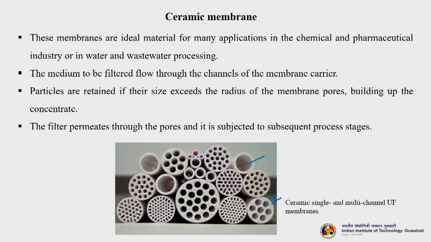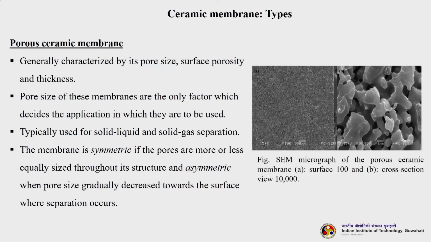So, the medium to be filtered flows through the channels of the membrane. Your feed actually flows through this, and the permeate will be out from the surface of the membrane. Particles are retained if their size exceeds the radius of the membrane pores, building up the concentrate, and the filtrate permeates through the pores and is subjected to subsequent process stages. So, the different types of ceramic membranes, the first one is the porous ceramic membrane.